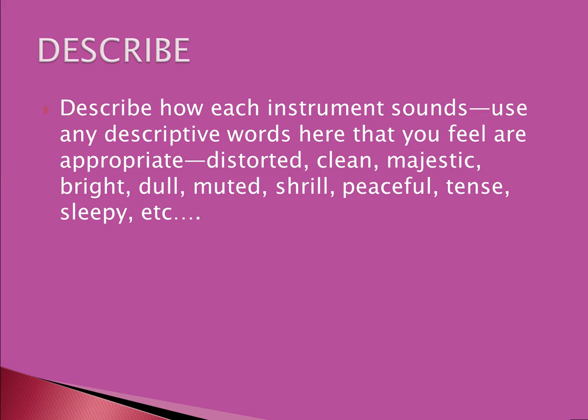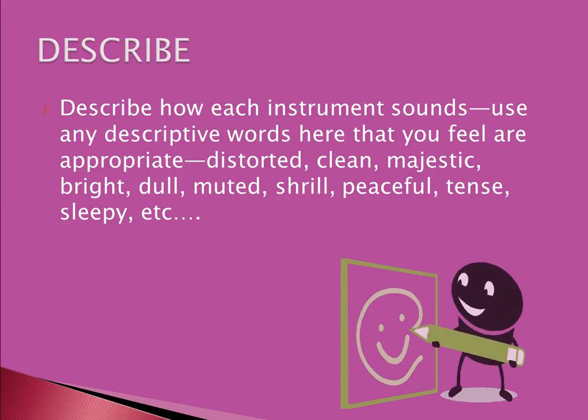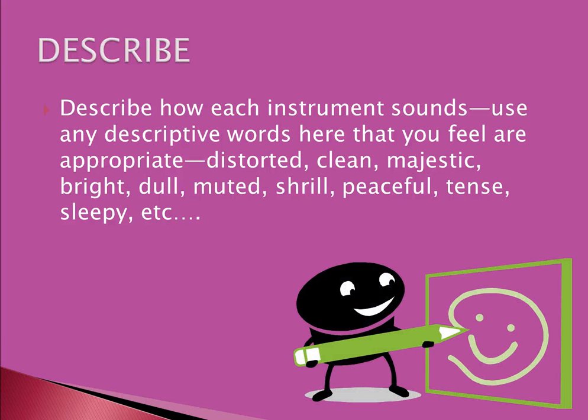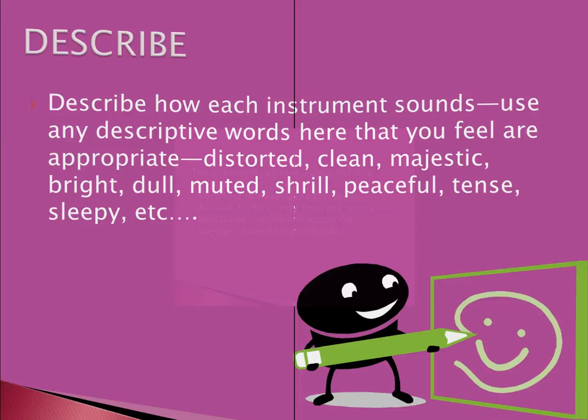The next bit is a little bit harder, describe. But you can't really get it wrong as long as it's justified and it makes sense. So you need to describe how each instrument sounds. Use any descriptive words here that you feel are appropriate. In other words, things like distorted, clean, majestic, bright, dull, muted, shrill, peaceful, tense, sleepy, etc., etc. It's up to you how you want to describe it, but try and use your imagination a bit here.